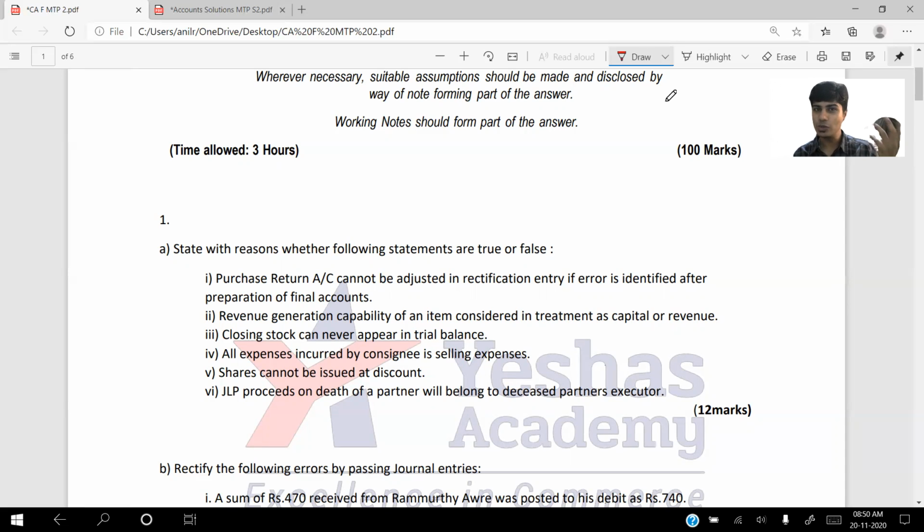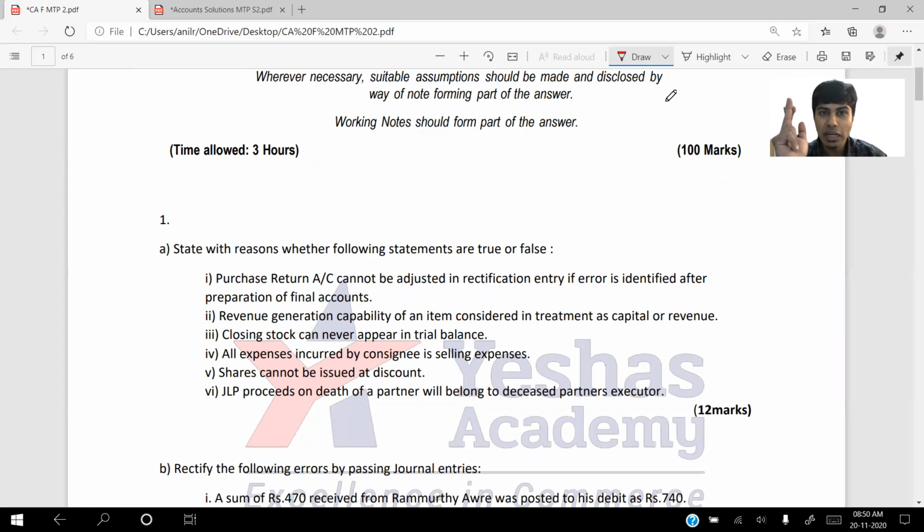Last year, my sales were wrong. If I adjust the sales in the current year, it will affect my current year sales, not the previous year sales. Previous year financial statements are already drafted. It will also impact my current year profit or loss. So, when the rectification is done after identification of the errors, after preparation of final accounts, the rectification entry cannot include nominal accounts, or it cannot include items which will affect profit or loss.